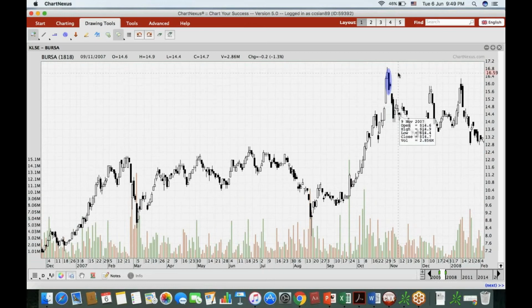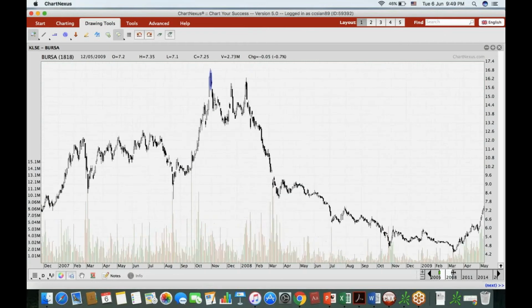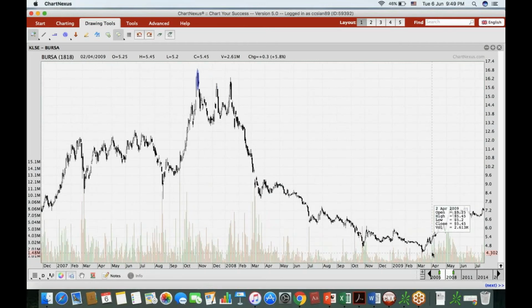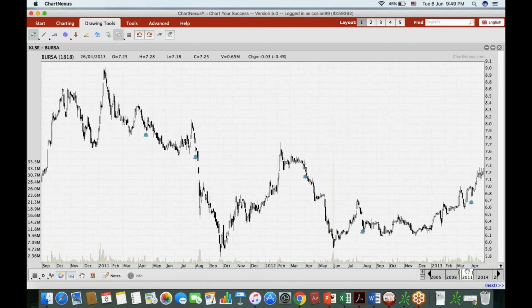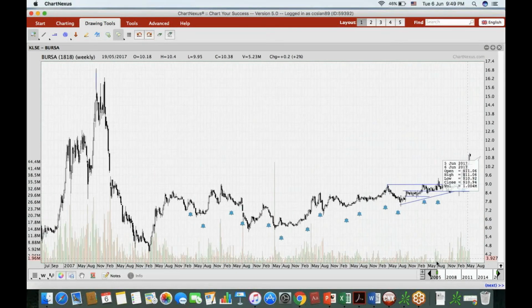The trough is about 4 ringgit 40 cent, before it goes upward. Today it is about 10 ringgit, but it's not a historical high yet because the historical high is about 16 ringgit. Okay, let's see other blue chip stock. Let's see Public Bank.